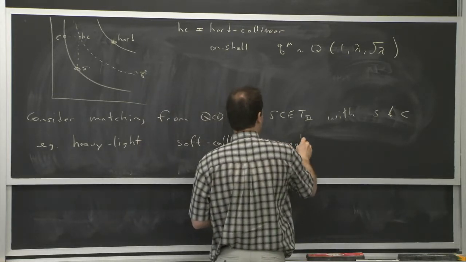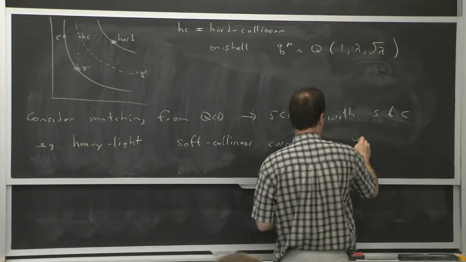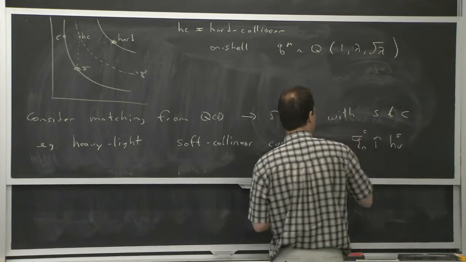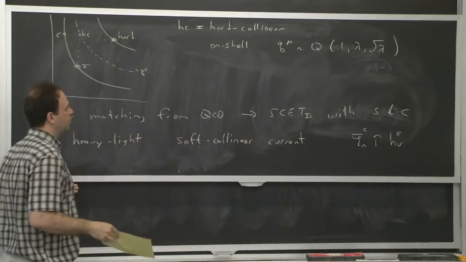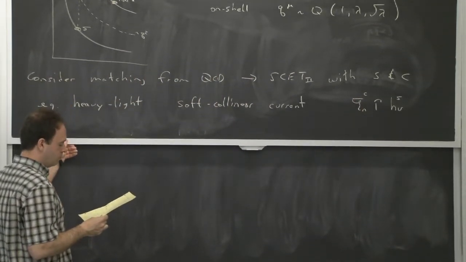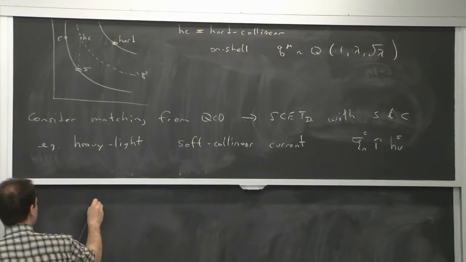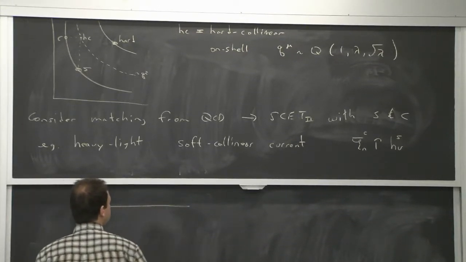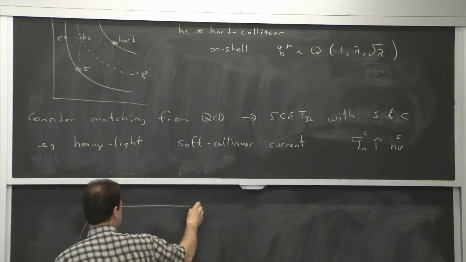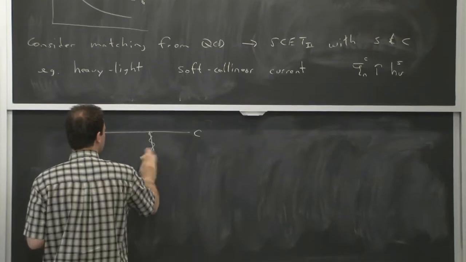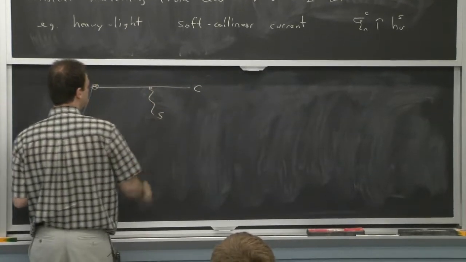So I just want to have one soft particle and one collinear particle. Simplest possible example, but now this is soft and this is collinear, not ultra soft and collinear. All right, so we have some current. I'm just going to label the lines with C's and S's. So imagine that you attached a soft gluon here.